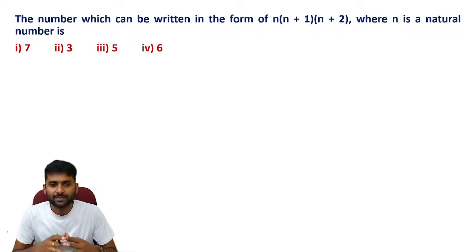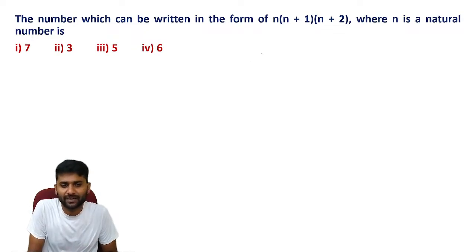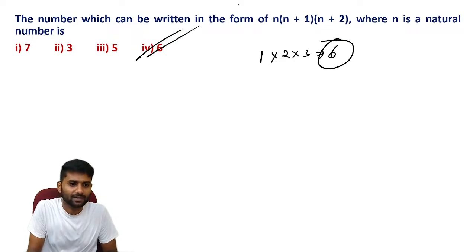Now see the number which can be written in the form of n into n plus 1 into n plus 2, where n is a natural number. See, if n is replaced with 1, 1 into 2 into 3, then the product you will get is 6.